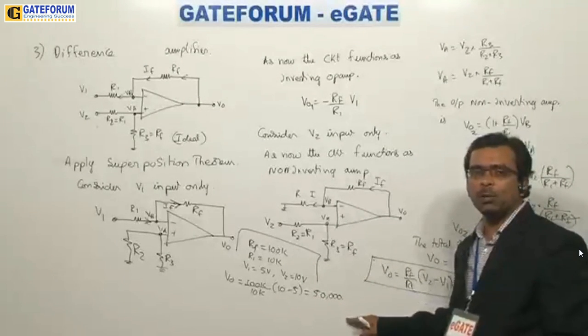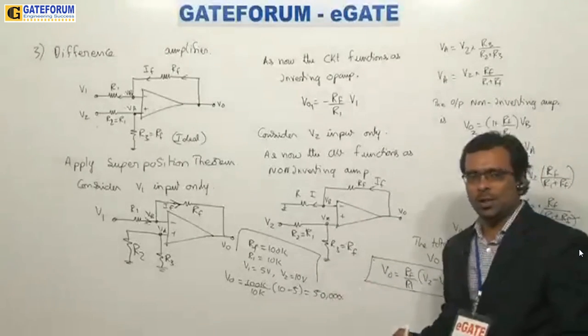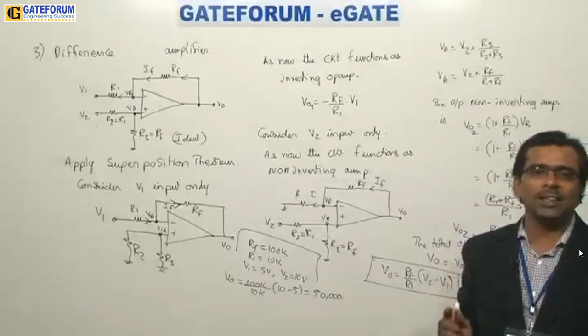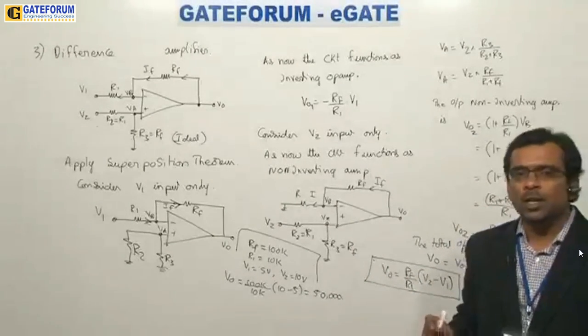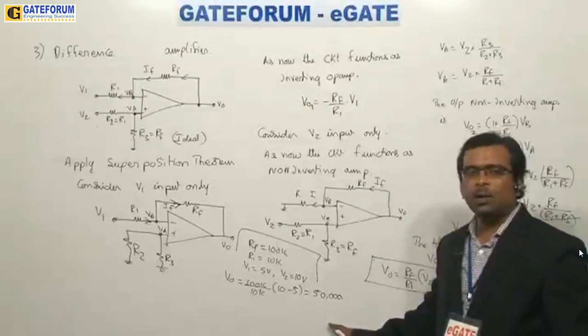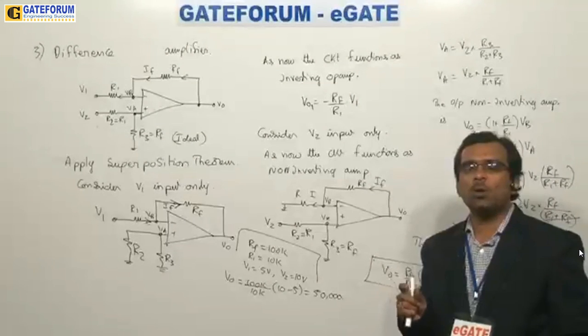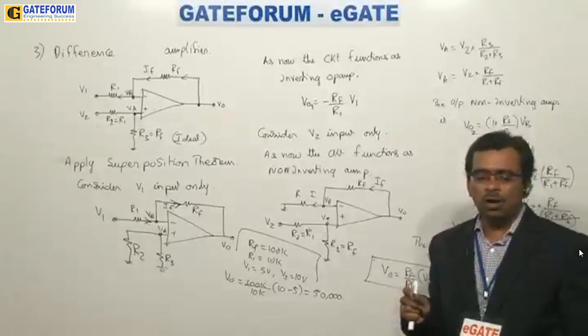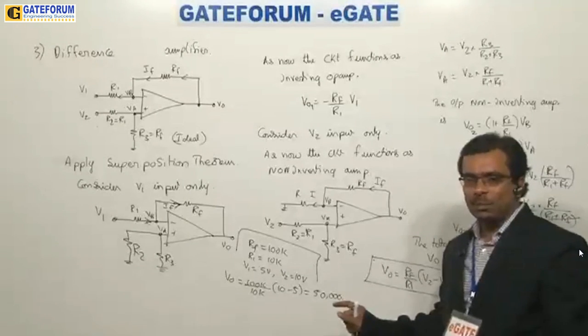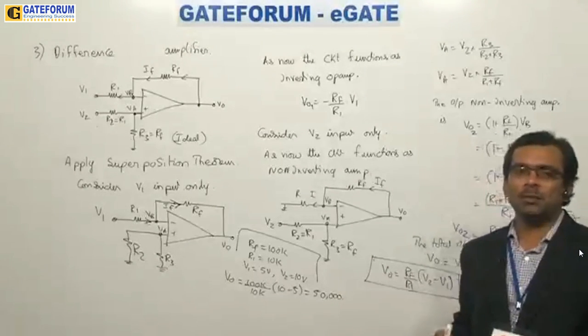The output will not be the expected value. Either it will be more or less. If it is more, then also it is error. If it is less, then also it is error, because it should match our mathematical calculation. Only then we say the output is distortionless output or faithful output. That error comes because of offset values.